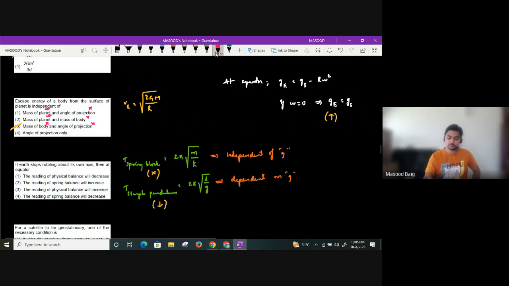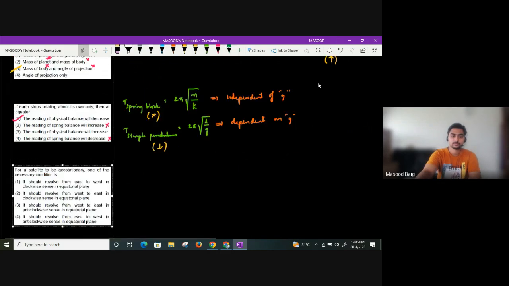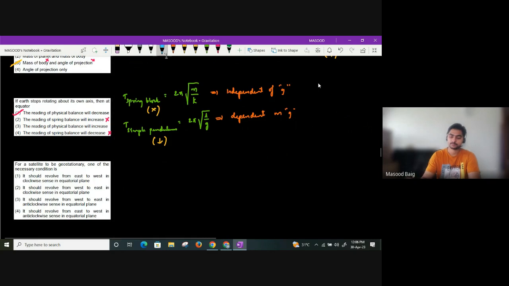So there is no change in the time period of the spring balance, because for the spring block system it is independent of g. The reading of the physical balance will decrease. Yes, that is correct. Why? Because g value is increasing. g value at the equator increases when the angular speed of the Earth becomes 0, and it becomes maximum. Clear, all of you? I hope it is clear.